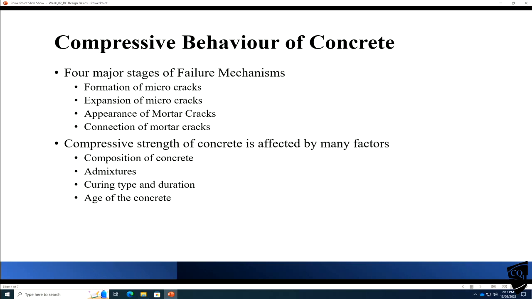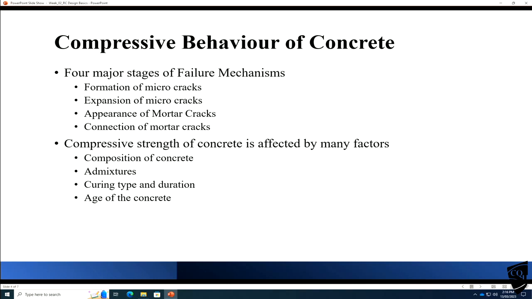So the cracking failure mechanism normally happens in 4 stages. The first one is that micro cracks will develop, so that we may not see those cracks. It can happen during excessive loadings or improper curings, or due to other reasons, something like corrosion of the steel might cause micro crackings. So generally the micro crack is the one that starts in concrete.